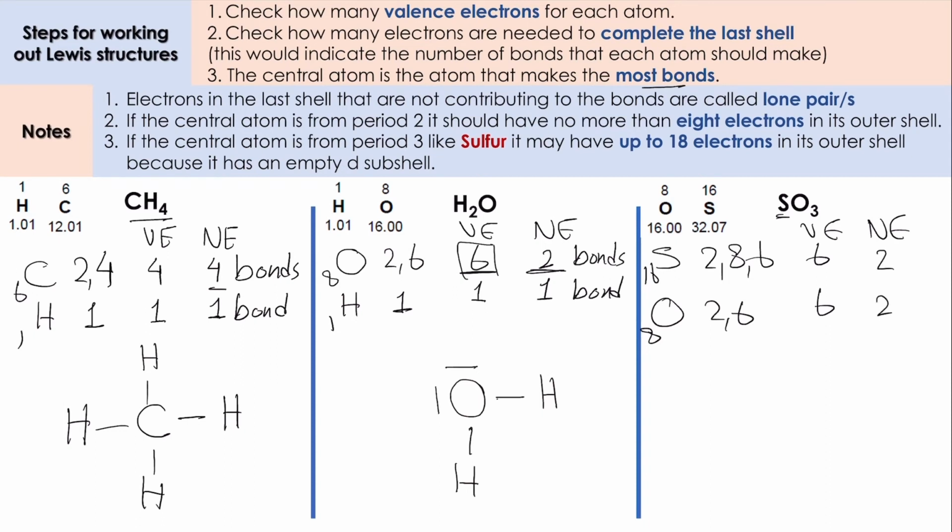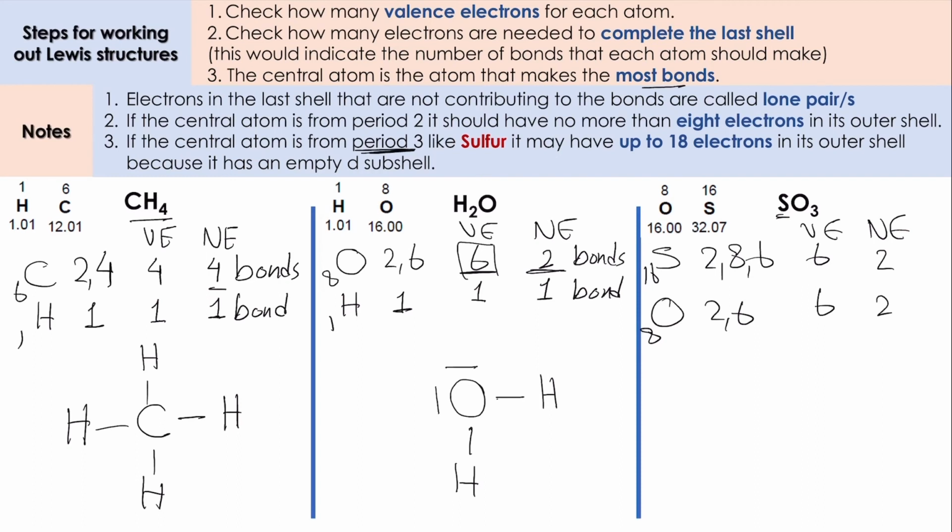For sulfur here, we have a very important note. Sulfur is in period 3, which means that it has an empty d orbital, or d subshell. For that reason, it can extend its last shell, or it can accept up to 18 electrons, which means that I don't have to consider only 8 electrons. It can accept more than 8, up to 18.